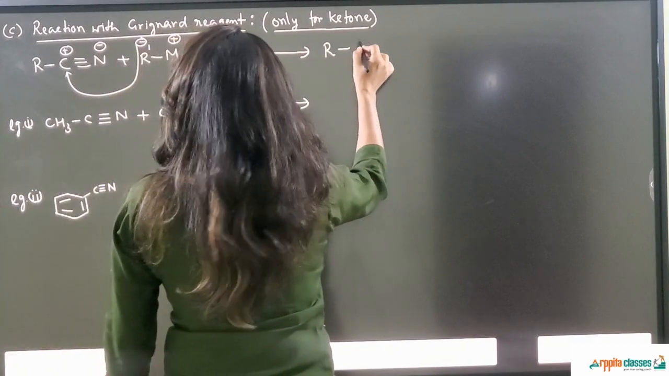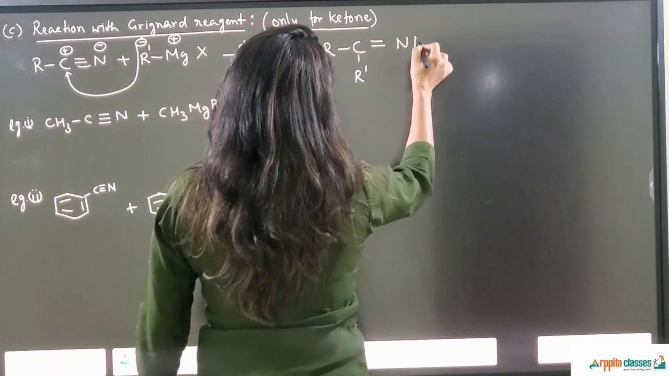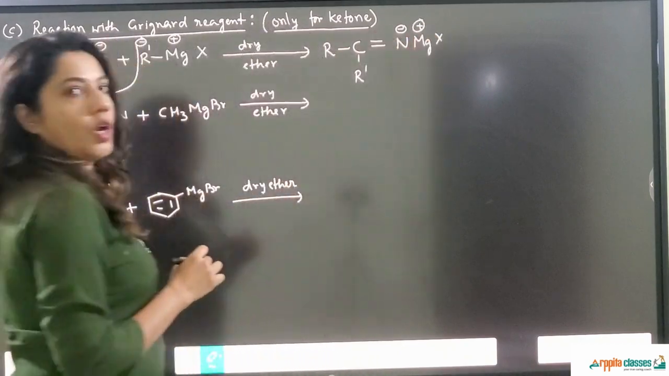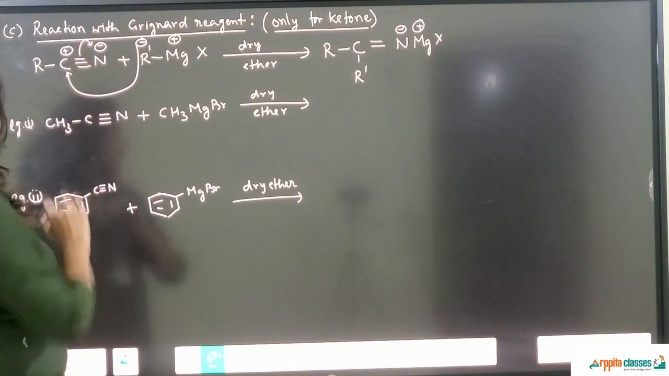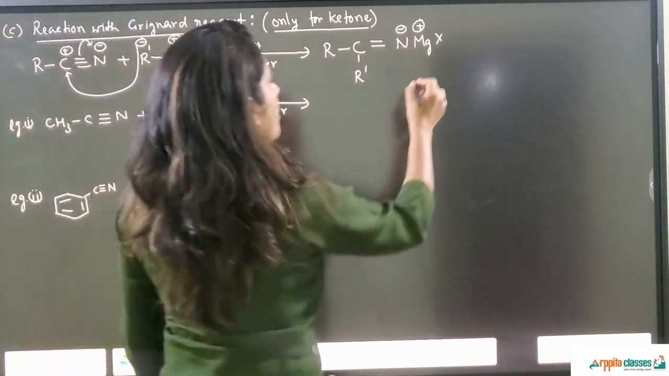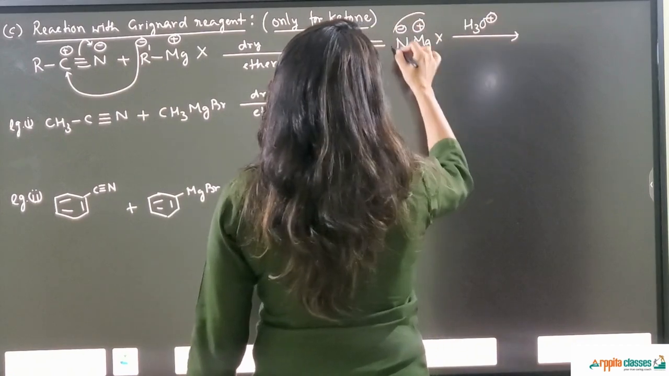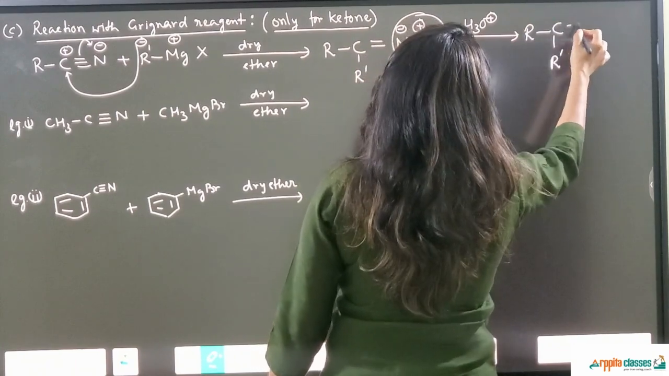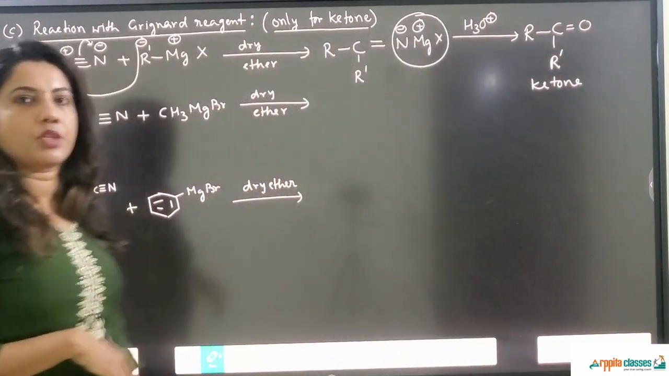So you're going to get R, C, this is R dash, double bond N, MgX. This is minus, this is plus. Okay. Once this R gets attached to the carbon, this bond is broken, and that is how it is getting the minus charge. And to balance the minus charge, MgX is coming. Now you just hydrolyze it, acidic hydrolysis. This entire group will convert into oxygen, double bond oxygen. So this is your ketone. This is specifically for the preparation of ketone.